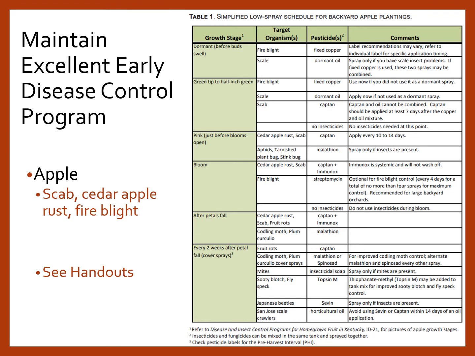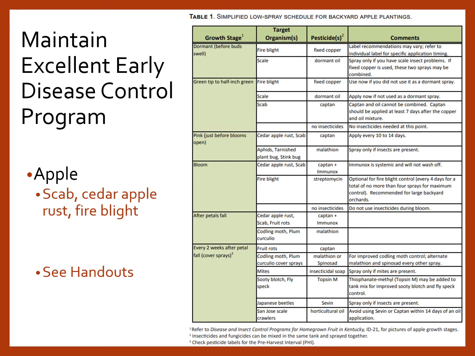Green tip to 1/2 inch green just means that we have a little growth on there. For fire blight, you're going to spray fixed copper again. For scale, you can go ahead and do dormant oil if you need to, and then for scab, you can go ahead and hit it with Cap-10, which is a fungicide. Just before blooms open, for cedar apple rust and scab, you're going to hit it with Cap-10 again.